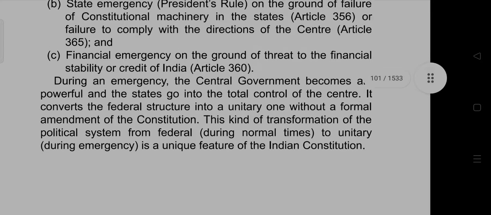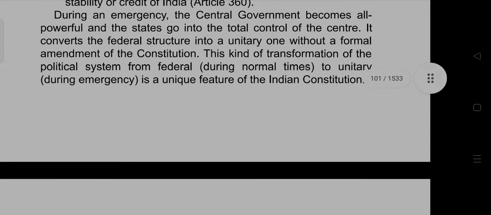During an emergency, the central government becomes all powerful and the states go into the total control of the Centre. It converts the federal structure into a unitary one without a formal amendment of the Constitution. This kind of transformation of the political system from federal during normal times to unitary during emergency is a unique feature of the Constitution.